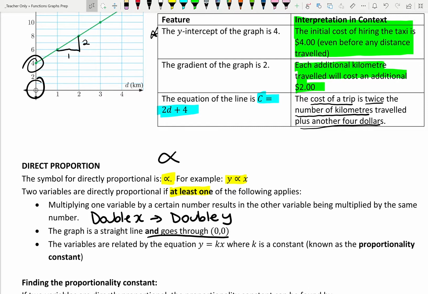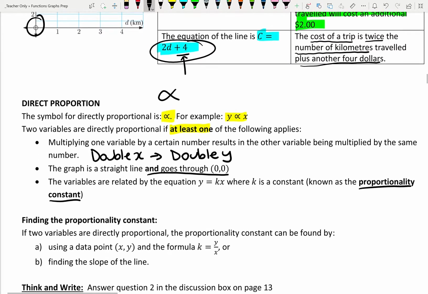And the variables are related by the equation y equals kx, where k is a constant multiplying the x, and that is known as the proportionality constant. Again, with our taxi scenario, we've got the equation c equals 2d plus 4. This plus 4 tells us that it's not directly proportional.